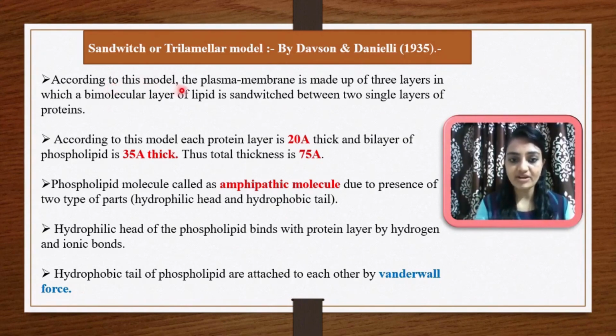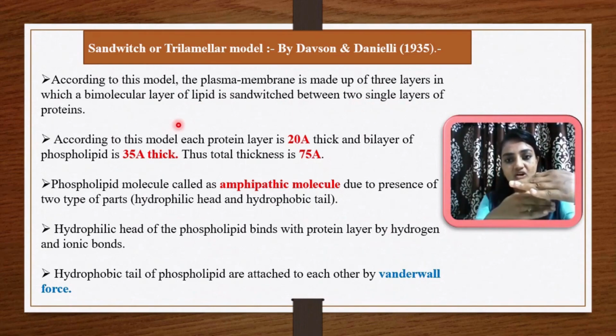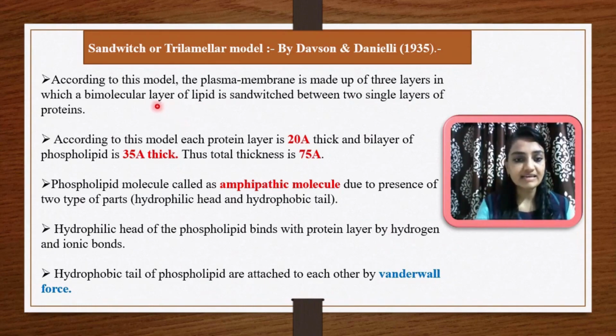According to this model, the plasma membrane is made up of three layers, in which a bimolecular layer of lipid is sandwiched between two single layers of protein. That means there were two layers of protein, and in between there was a lipid layer, and that's why it is considered a sandwich model. According to this model, each protein layer is 20 angstrom thick and the phospholipid bilayer is 35 angstrom thick, and thus the total thickness is 75 angstrom.